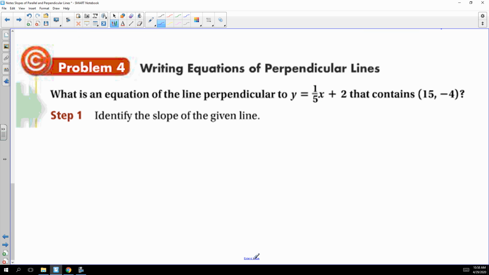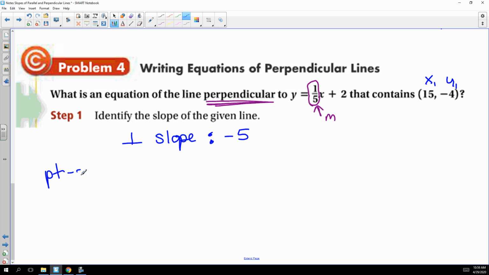Now we're going to write the equation of a line that's perpendicular to a given line. So this is typically where students kind of go off the rails a little bit. You want to examine what's the slope of the line that you have given. So the slope of this line is 1/5, which means we need to identify what's the perpendicular slope. The perpendicular slope would be the opposite reciprocal of 1/5, which means the perpendicular slope is going to be negative 5. We're going to use 15 and negative 4 as x1 and y1, and again we're going to go ahead and use point slope form to start.